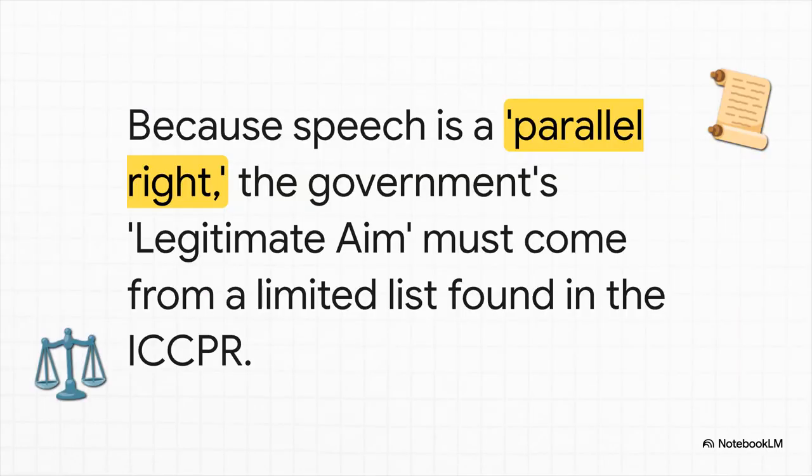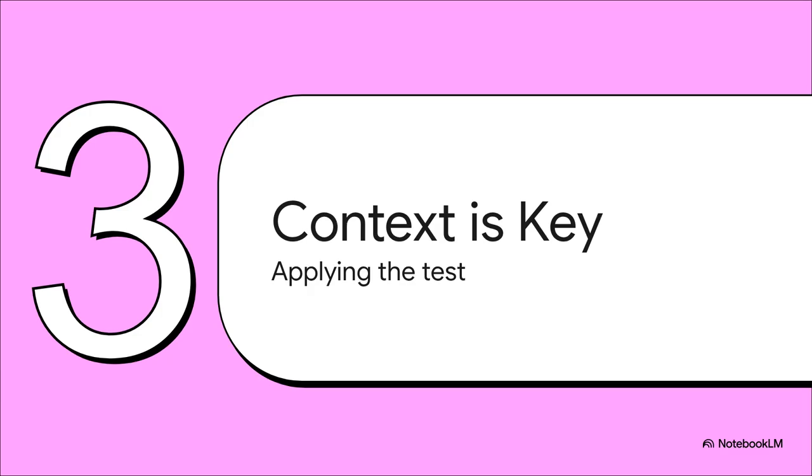And boom! Here's where that parallel right thing we mentioned comes back to bite. Remember step 1, legitimate aim? Because the right is also in the Bill of Rights, the government can't just make up any old reason. Its aim must come from a very short specific list found in an international treaty. We're talking things like protecting national security, public order, or the rights of others. That's it.